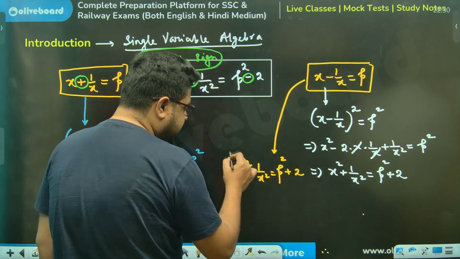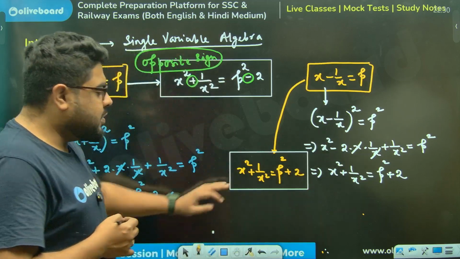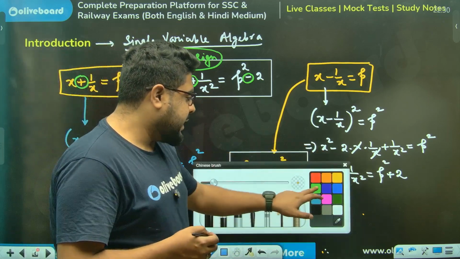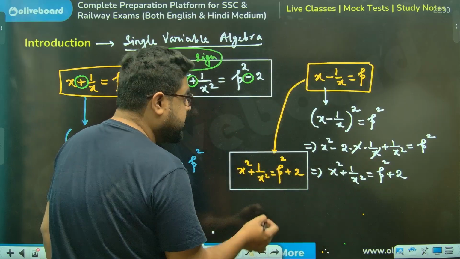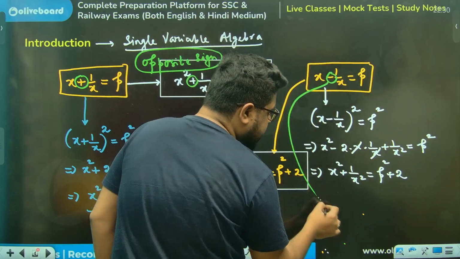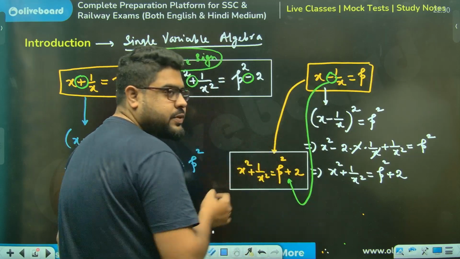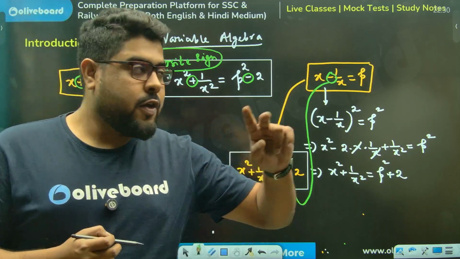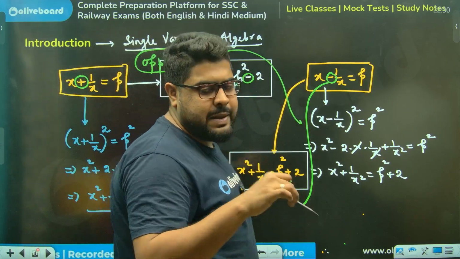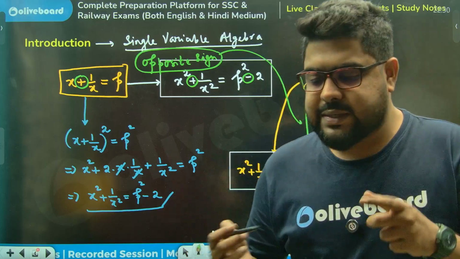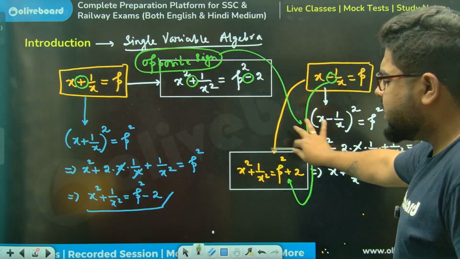Now, why is this important, sir? Please understand, here also you can see the rule of opposite sign. Here this was minus, and again you have got plus over here. So the rule of opposite sign applies here as well. Please understand, this is a good way to remember things. Otherwise, there is a chance you will mix it up. So we understood if x plus 1 by x is given, how to go for square.